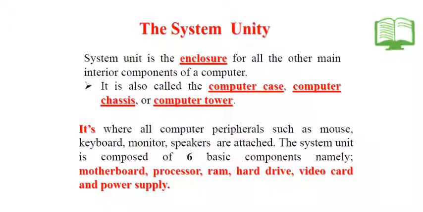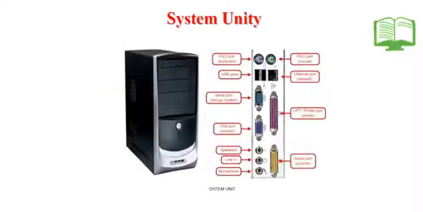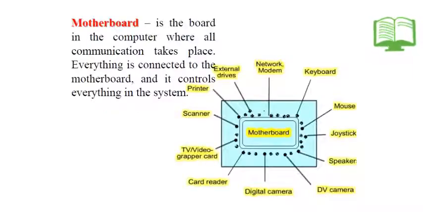Actually, it has mainly 6 components which make up the system unit, which are the motherboard, the processor, the RAM, the hard drive, the video card, and the power supply, as you're going to see. There we can see they are trying to show the different components of the system unit. So we're going to look at these components one by one, beginning with the motherboard.